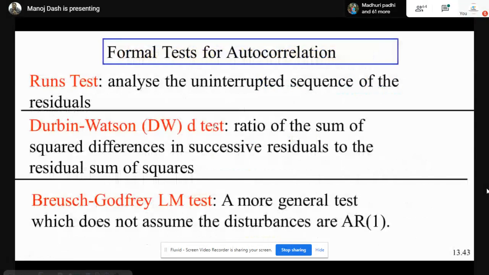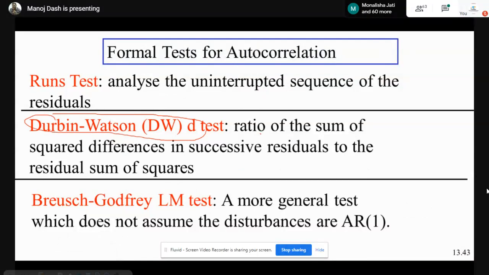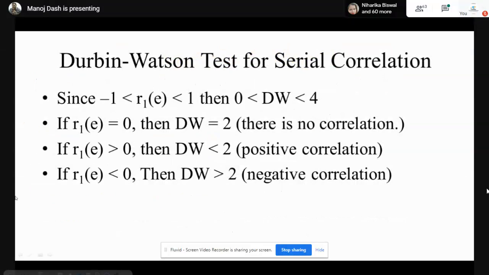There are three methods: the runs test, the Durbin-Watson test, and the Breusch-Godfrey LM test. But generally, you use the Durbin-Watson test. It is the ratio of the sum of the squared differences in successive residuals to the residual sum of squares. See, if Durbin-Watson is equal to 2, there is no autocorrelation. If Durbin-Watson is less than 2, there is positive autocorrelation. And if Durbin-Watson is greater than 2, there is negative autocorrelation.